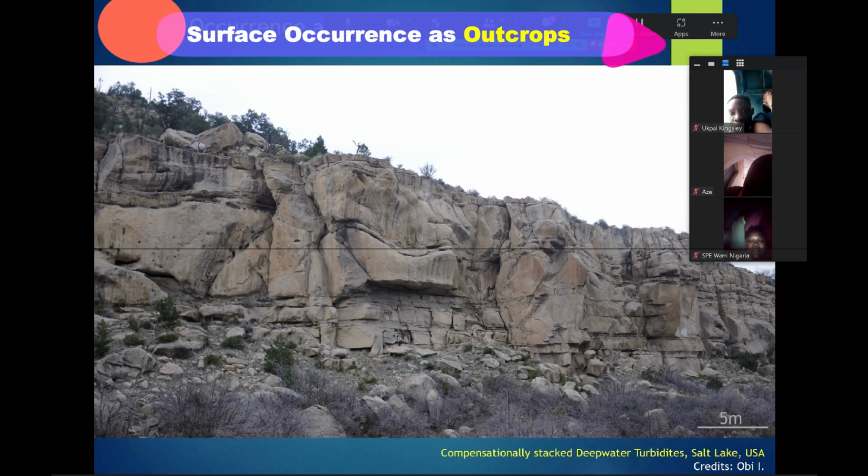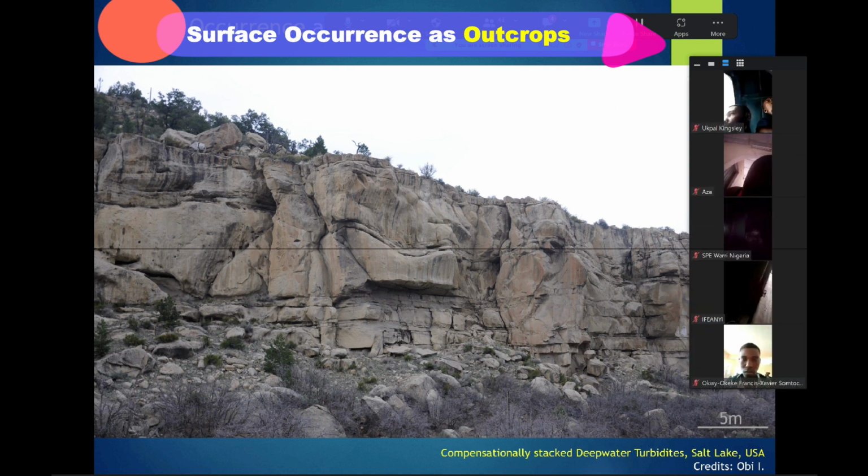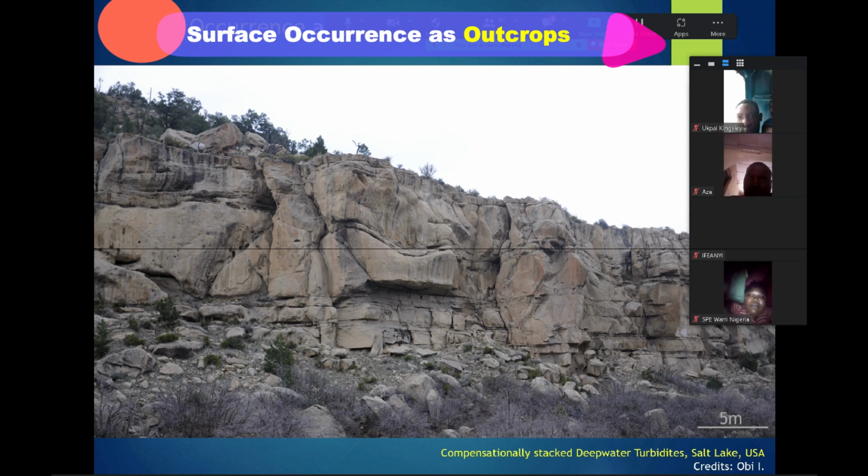So while I say reservoir, I don't think of it as something very nuclear, something you can't relate to. It is just what you see on the surface. This is a picture I took from somewhere in the USA, in Salt Lake. So what you see on the surface, sandy rocks, sometimes not so sandy, outcrop. We call them outcrops.